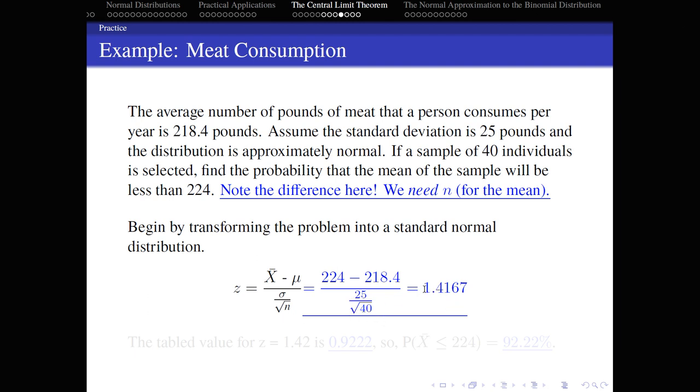Plugging this into my calculator, I get a very different z value than I got earlier. And looking this up on the z table, I find that the area below is 0.9222. So there's about a 92% chance that if you took a sample of 40 individuals, the mean is going to be below 224. Again, a very different percentage.